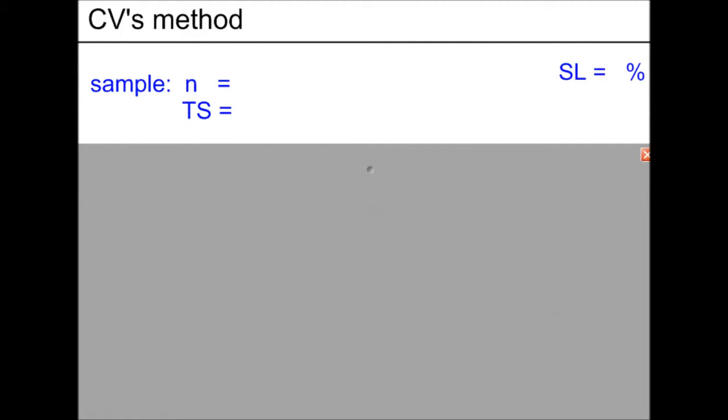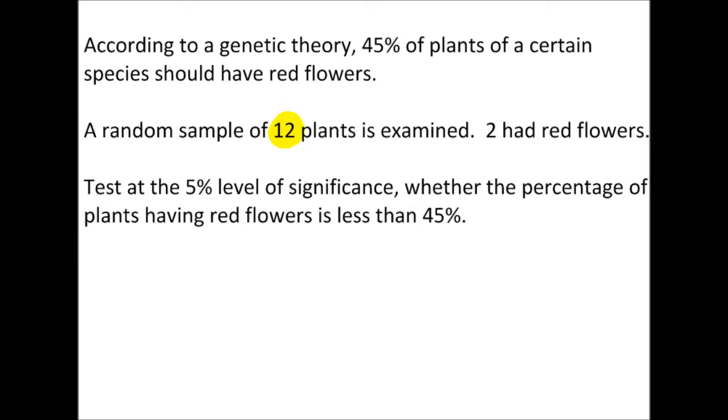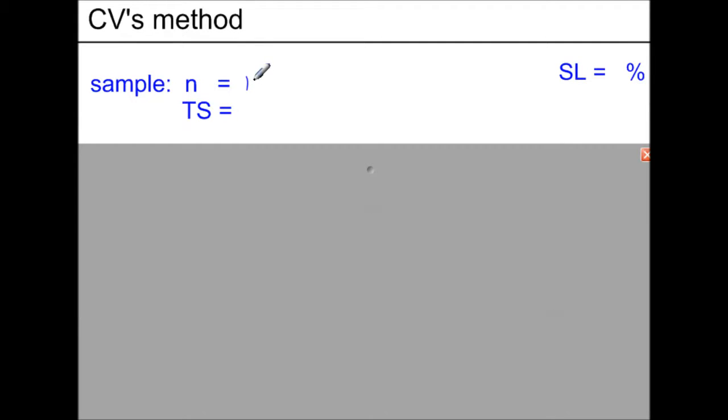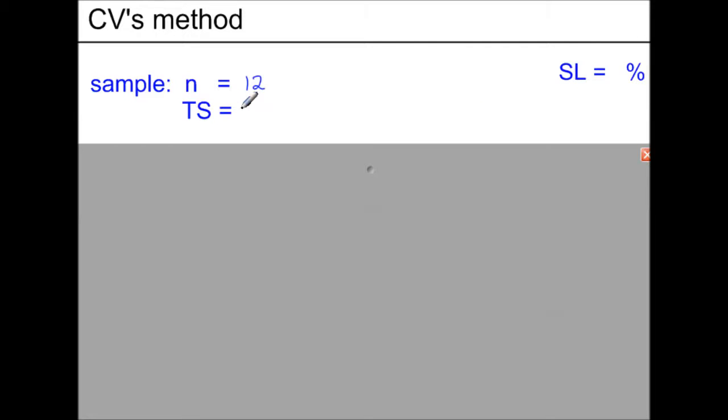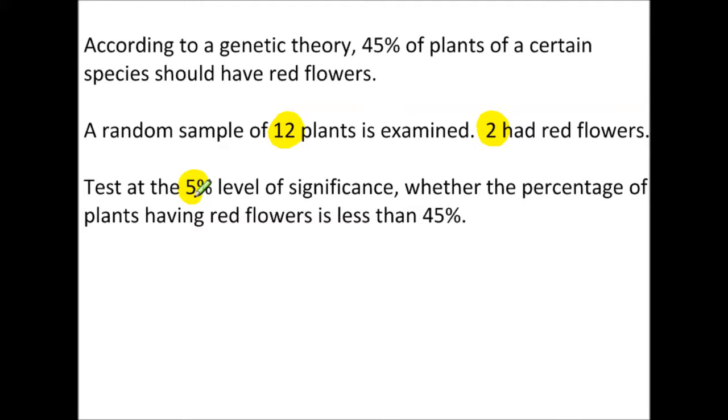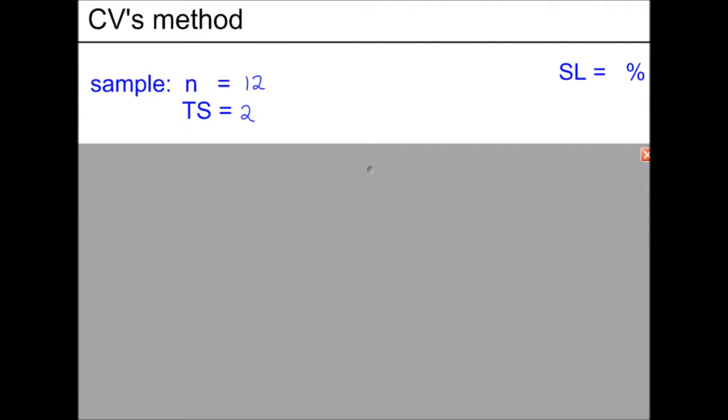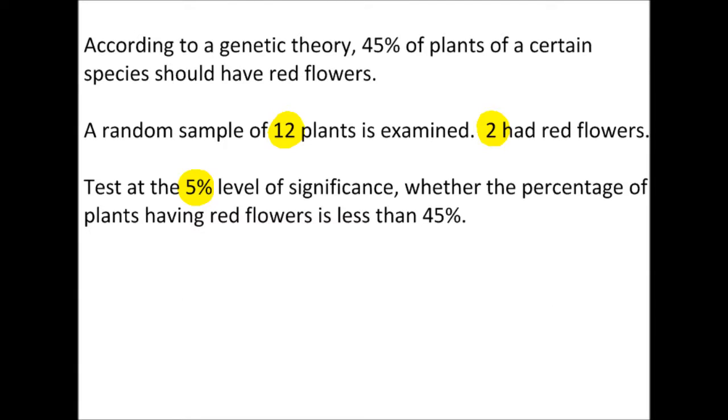So the sample size n is 12. The test statistic is 2. We're using a 5% significance level. And we're going to test for less than 45%. A one-tailed test.